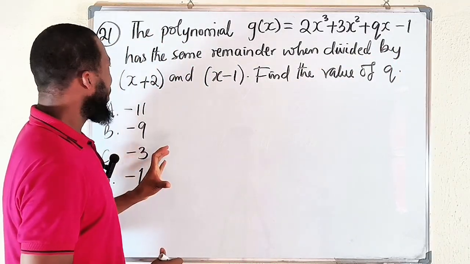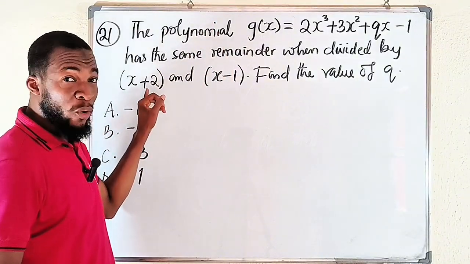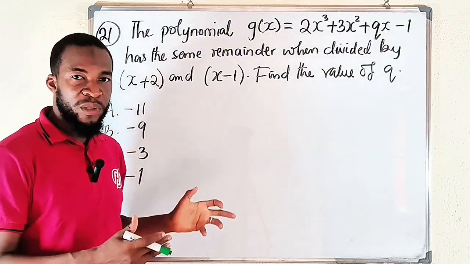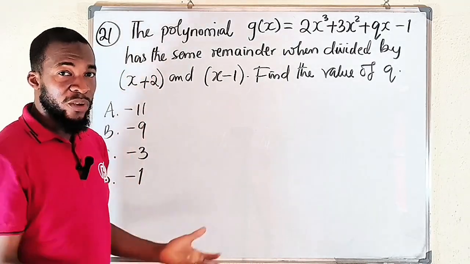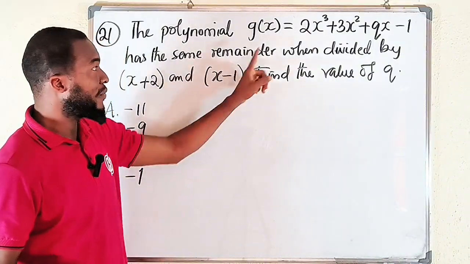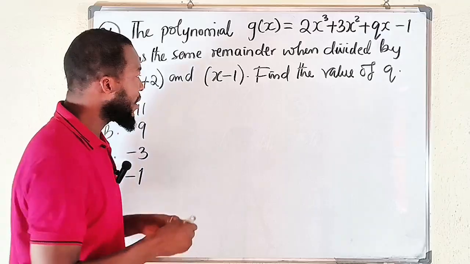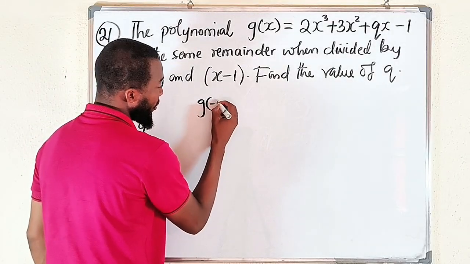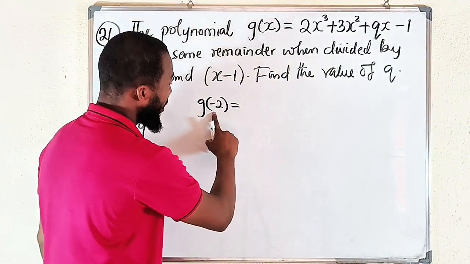So to find the remainder by dividing a polynomial by a binomial, all you have to do is take that binomial, set it equal to 0 and solve for x. Once you set this equal to 0 and solve for x, that will give you x equal to -2. Take that -2, plug it here. Whatever you obtain is said to be the remainder. So we are going to plug in -2 into g. Wherever we have x, we are going to replace that by -2.